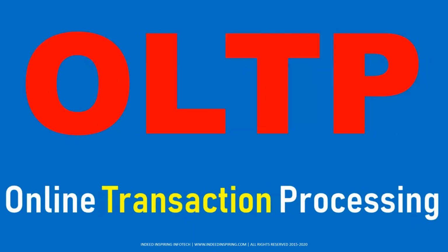So OLTP, that is online transaction processing. For example, if I use Google Pay and transfer some amount to you, that basically means I'm doing online transaction processing, because it's a transaction. Then second case, if I'm making an order on Amazon, what does that mean?